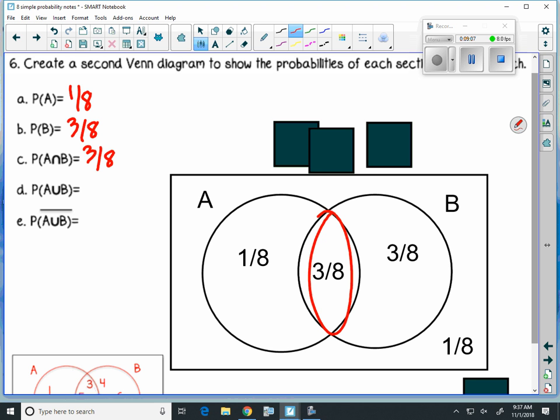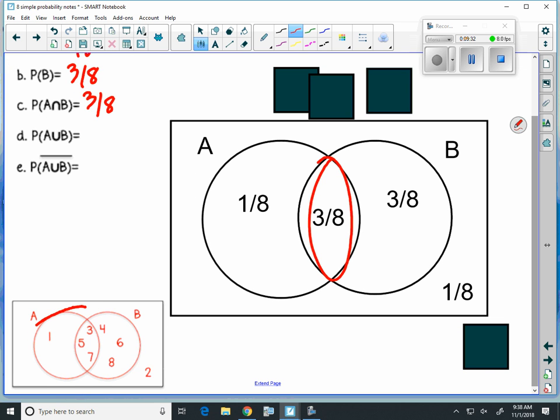Okay, here's a new one. The union of A and B. What's the union? Both of them together. So what is our total probability for that? Not half. How many numbers are in here? 7 numbers, right? There's 1 on the outside. So the union is all of them together, so that's going to be 7 out of 8.